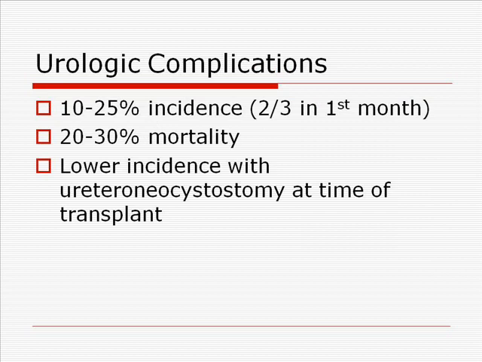Two thirds of urologic complications are apparent within the first month, and they're usually urine leaks or obstruction. There's a 10 to 25% prevalence of them among renal transplant recipients, with 20 to 30% mortality. They're typically treated with a ureterostomy or a pyeloureterostomy, which is exactly what they sound like. There's a lower complication rate if you do a ureteroneocystostomy initially. It has a 1 to 8% complication rate with minimal mortality.